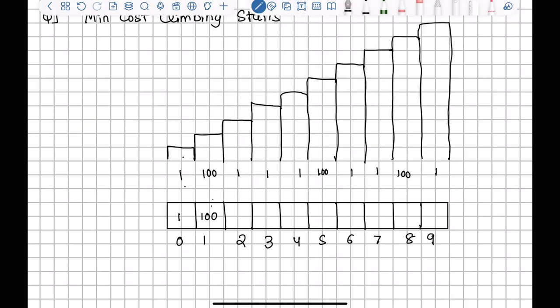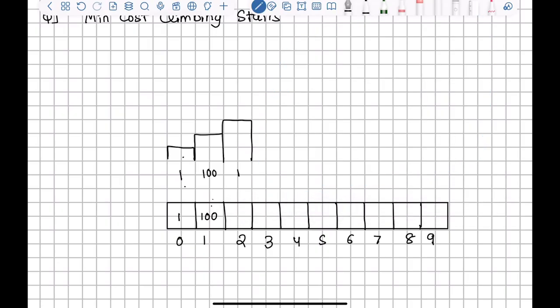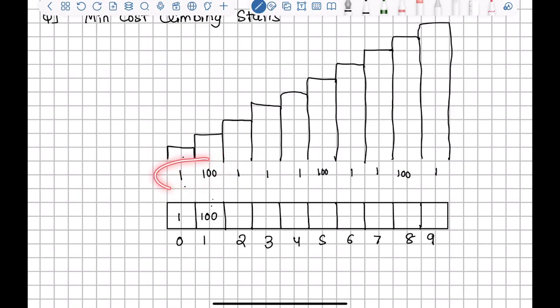So if my main problem was just reaching here, there are only two ways. I can reach from here or I can reach from here. But which step am I going to take? I need the minimum. So I'm going to take the minimum of these two.